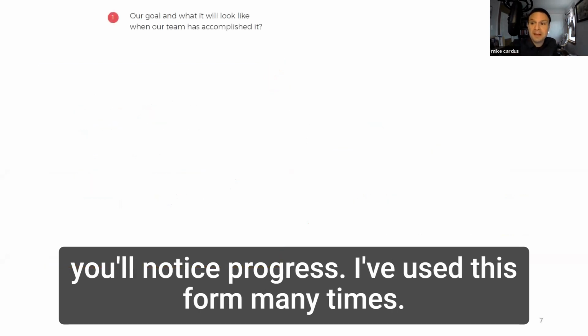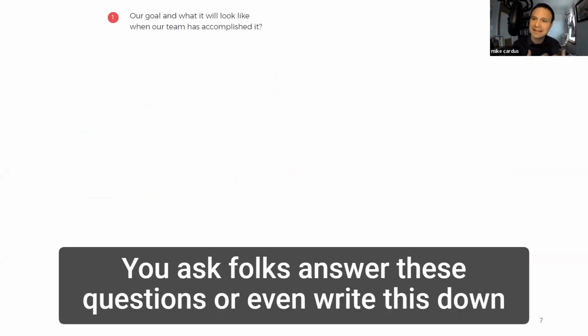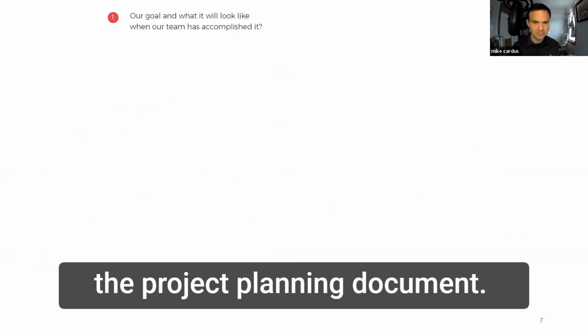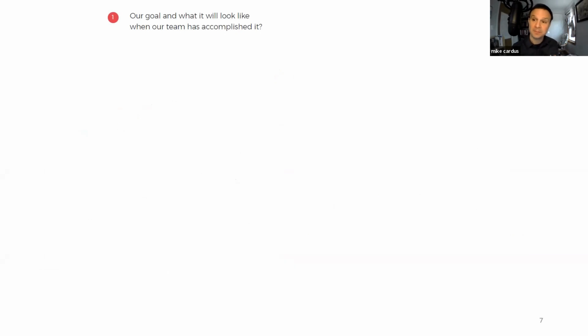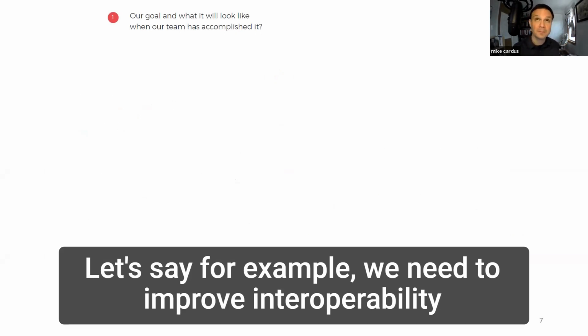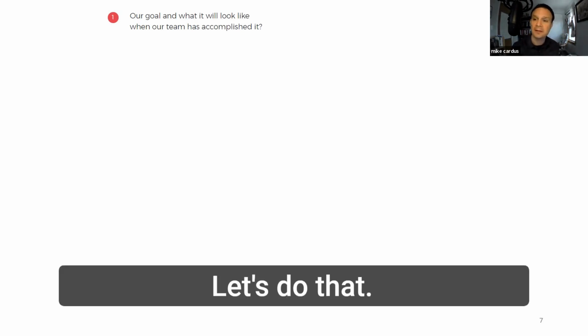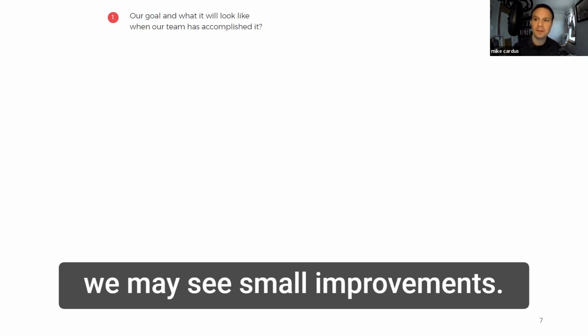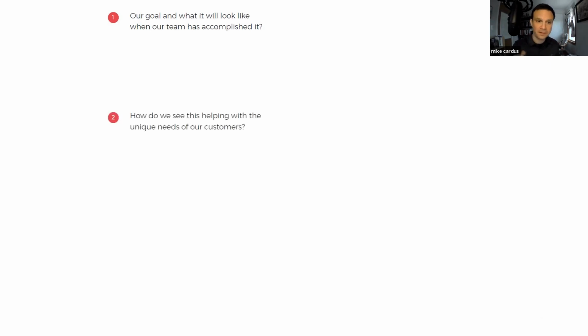And this form I've used many times. I think it's very, very successful. You ask folks to answer these questions or to even write this down in the project planner, project documents, right? What is our goal? What will it look like when our team has accomplished it? So let's say, for example, we need to improve interoperability of the IT team with the client teams that are now out there in the field. Let's do that. That's a good pattern we may see from small improvements. What's our goal and what will it look like when our team has accomplished it? Write that down. Second question.